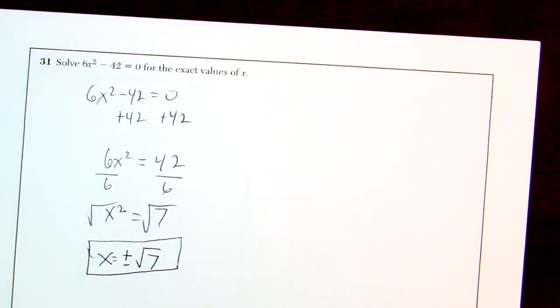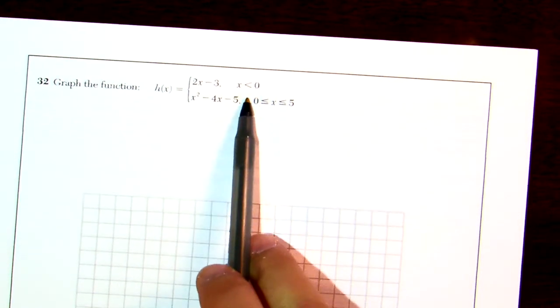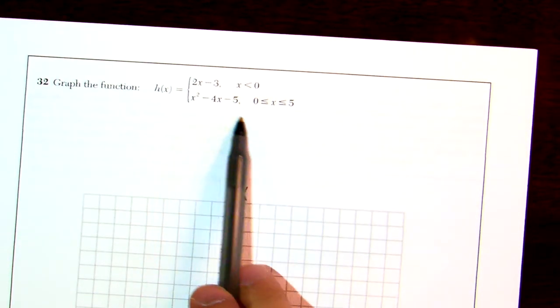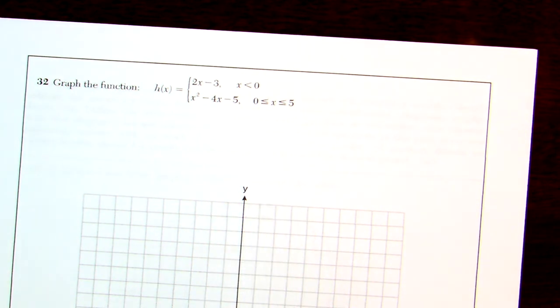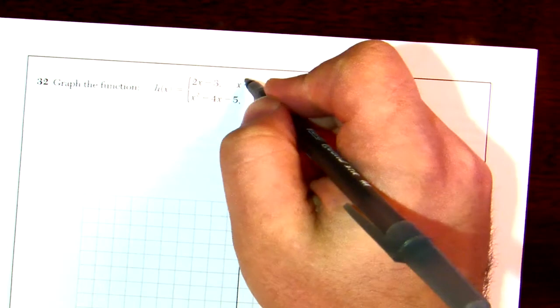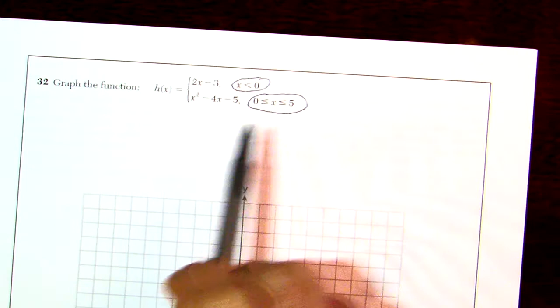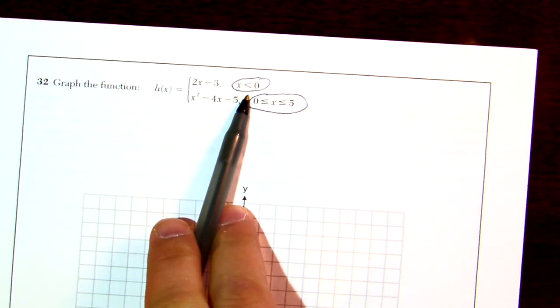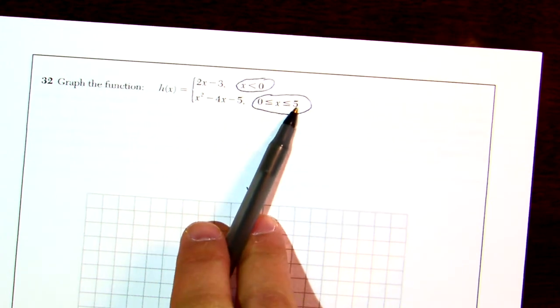Okay, let's move on. There we go, a piecewise function. It says graph the function h of x: 2x minus 3, where x is less than 0, and x squared minus 4x minus 5, between 0 and 5. So a few things here with our piecewise function, and it gave us a domain to graph. For this one, you want to go less than 0, not further than 0. And for this one, you only want to graph between 0 and 5.